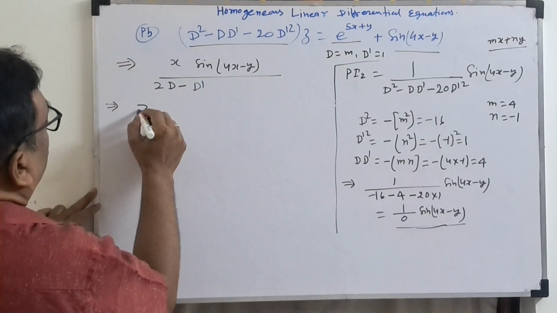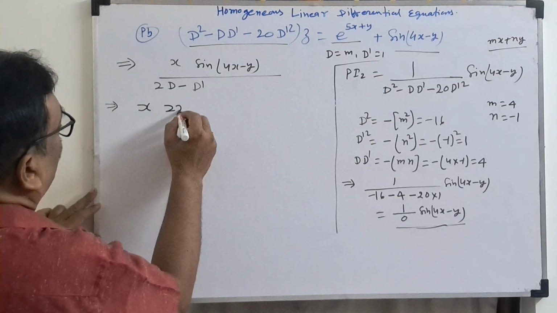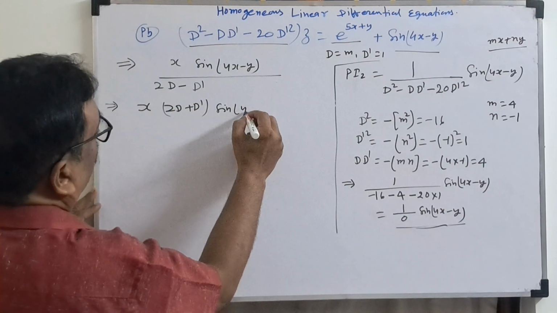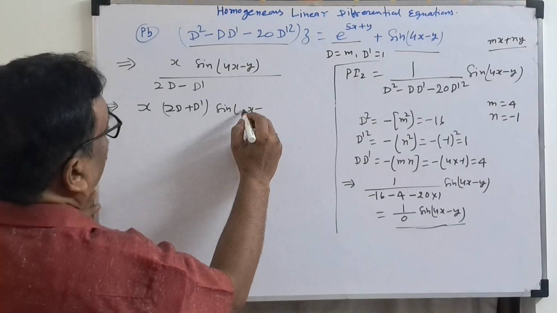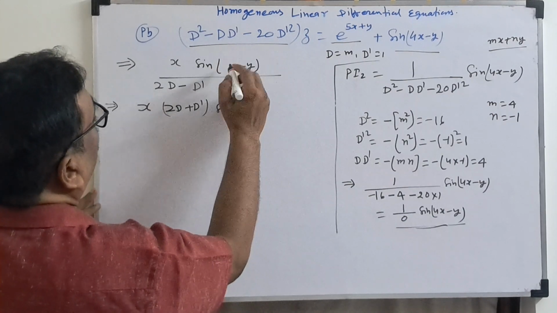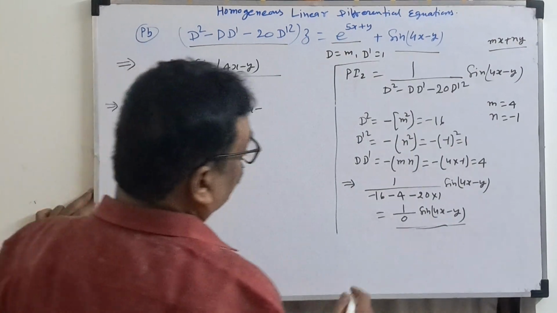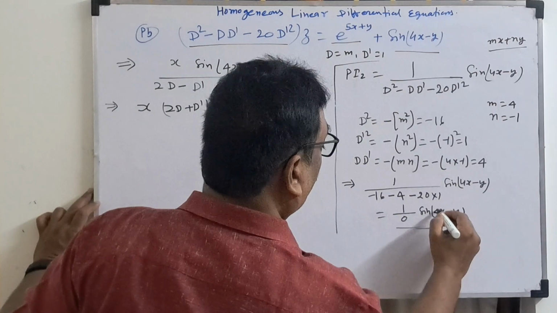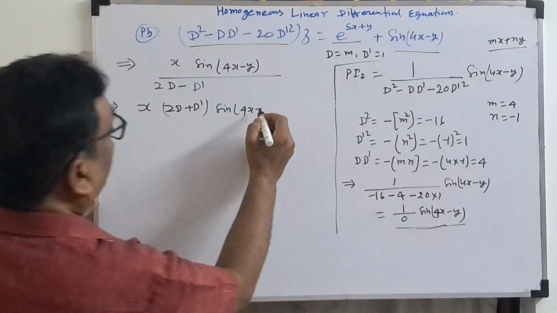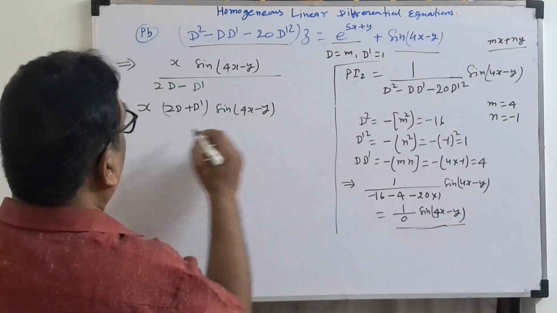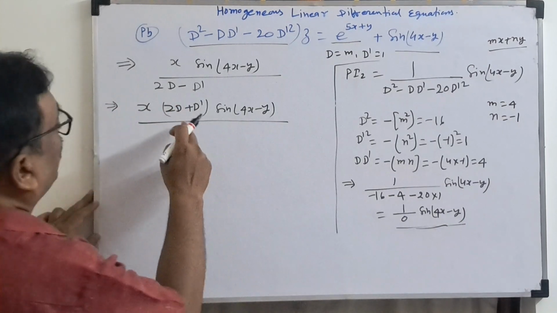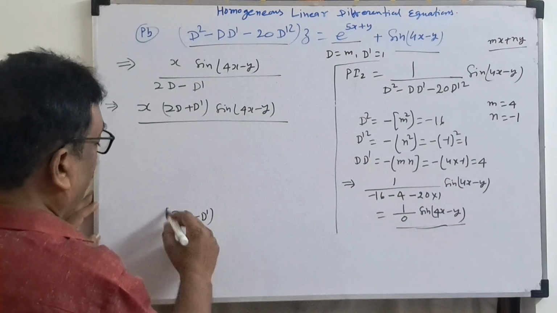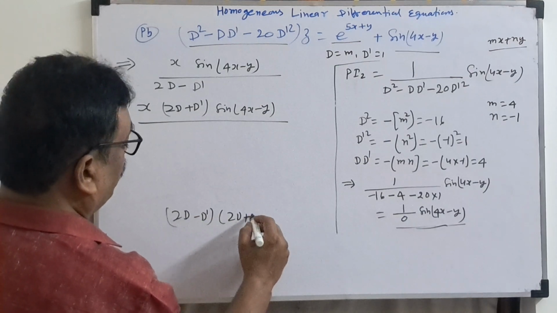So what is the conjugate here? This x as it is, and 2d plus d dash, this conjugate. Then sin 4x minus y. So 4x everywhere, 4x minus y. Denominator, what will be there? Because we multiply here, see here, 2d minus d dash is there, and 2d plus d dash.